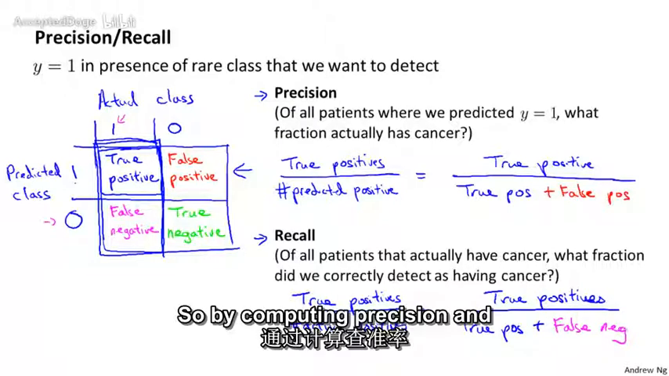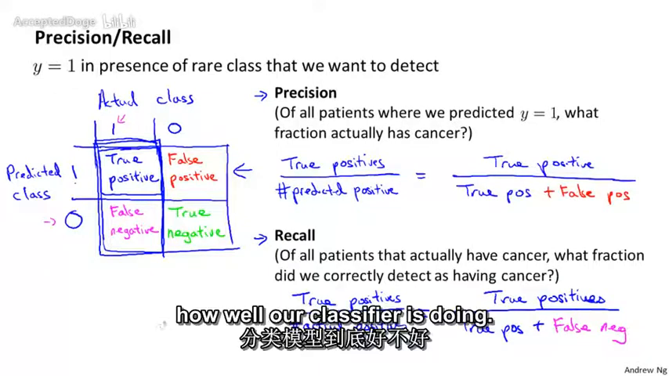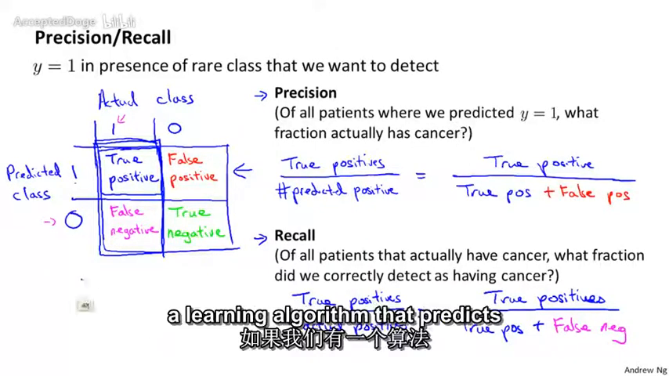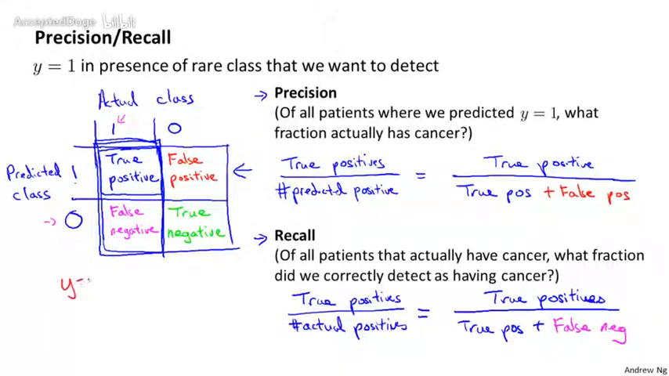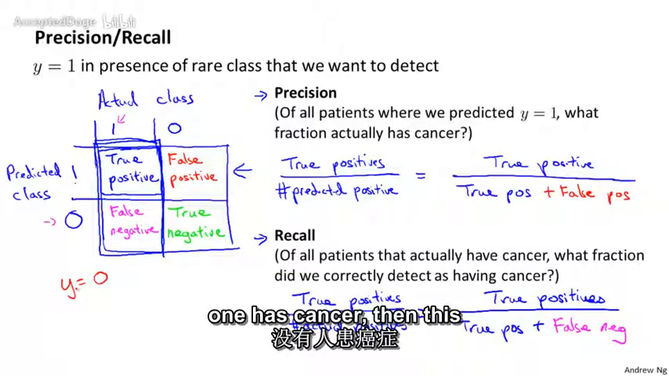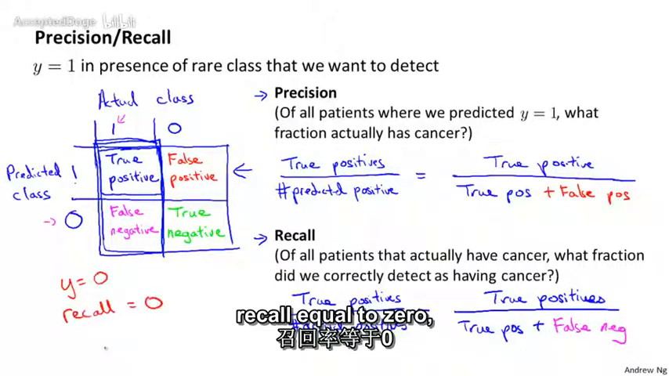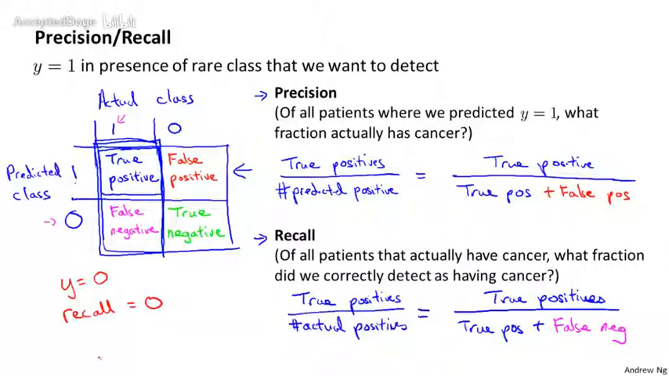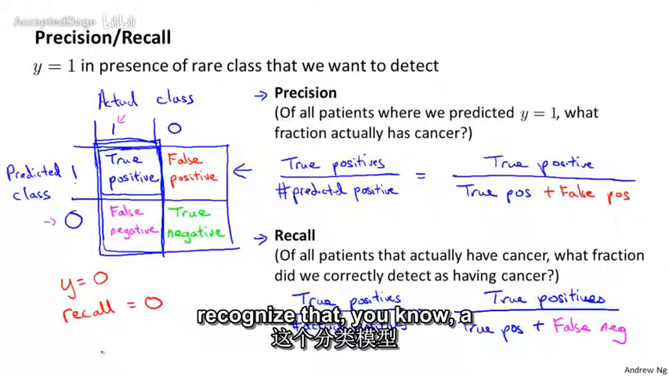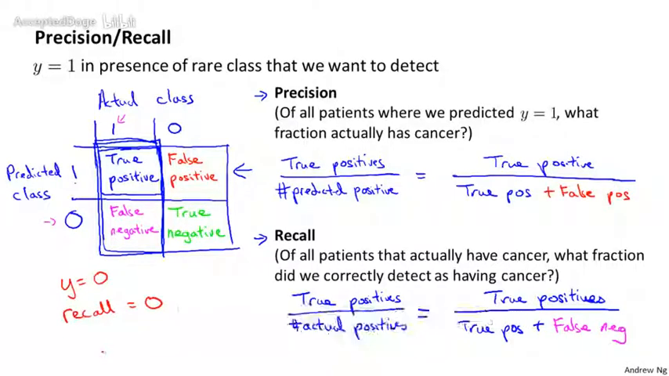So by computing precision and recall, this will usually give us a better sense of how well our classifier is doing. In particular, if we have a learning algorithm that predicts y equals 0 all the time, if it predicts no one has cancer, then this classifier will have a recall equal to 0 because there won't be any true positives, and so that's a quick way for us to recognize that a classifier that predicts y equals 0 all the time just isn't a very good classifier.